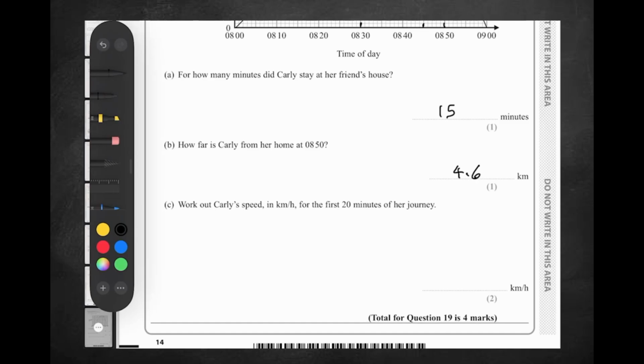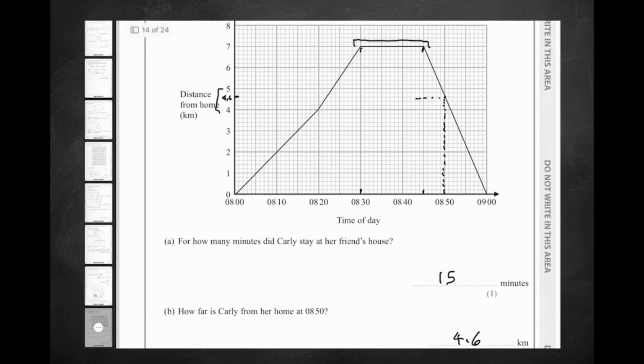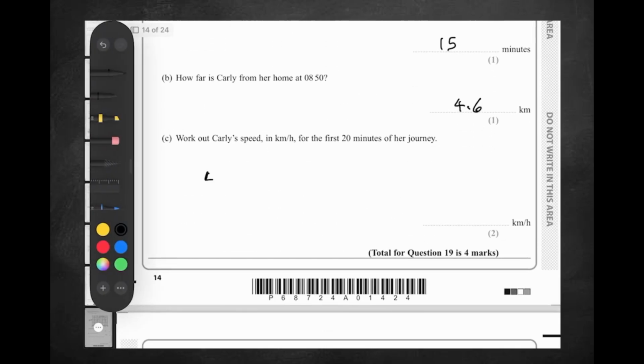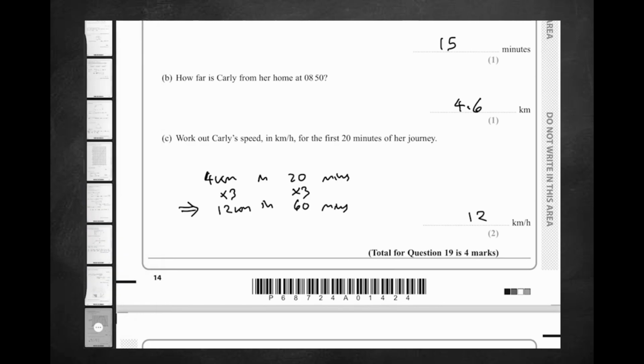Part C. Work out Carly's speed in kilometers per hour for the first 20 minutes of her journey. So the first 20 minutes, which is this nice stopping point here. In 20 minutes, she did 4 kilometers. Therefore, I'll write this down. 4 kilometers in 20 minutes. Therefore, in 60 minutes, all we need to do is times by 3. So she's done 12 kilometers in an hour, which is 12 kilometers per hour. So 12.